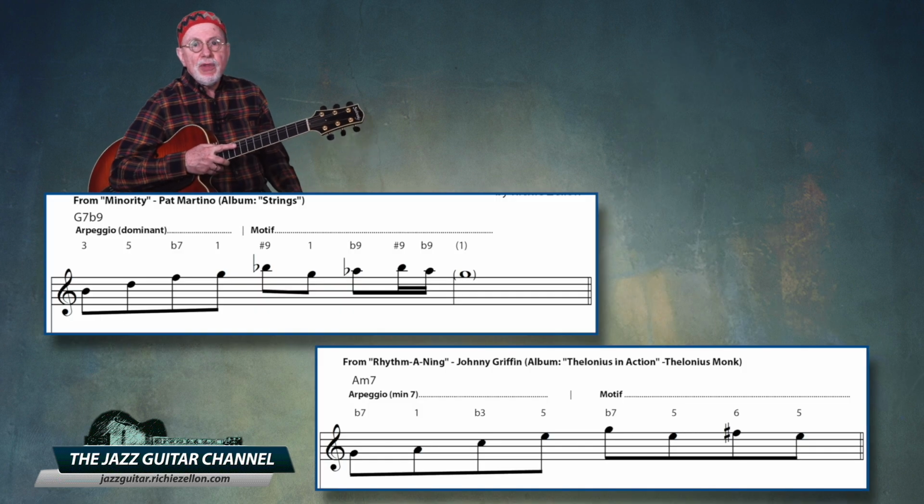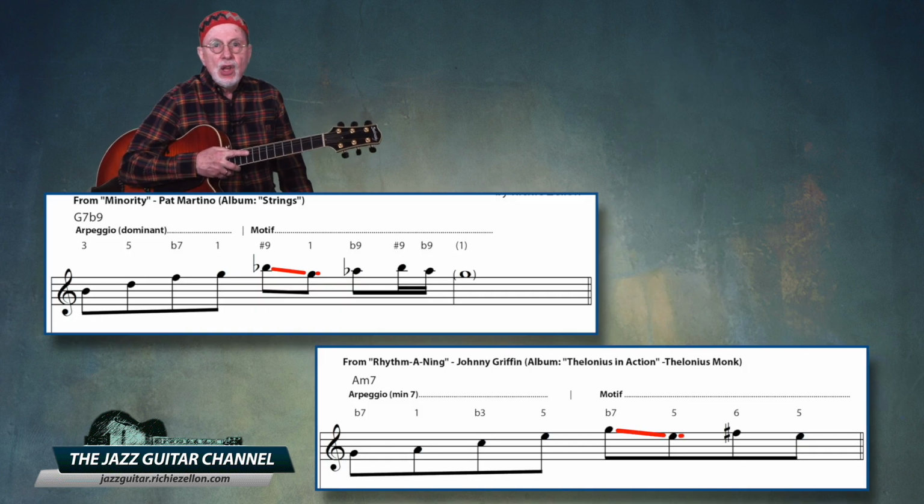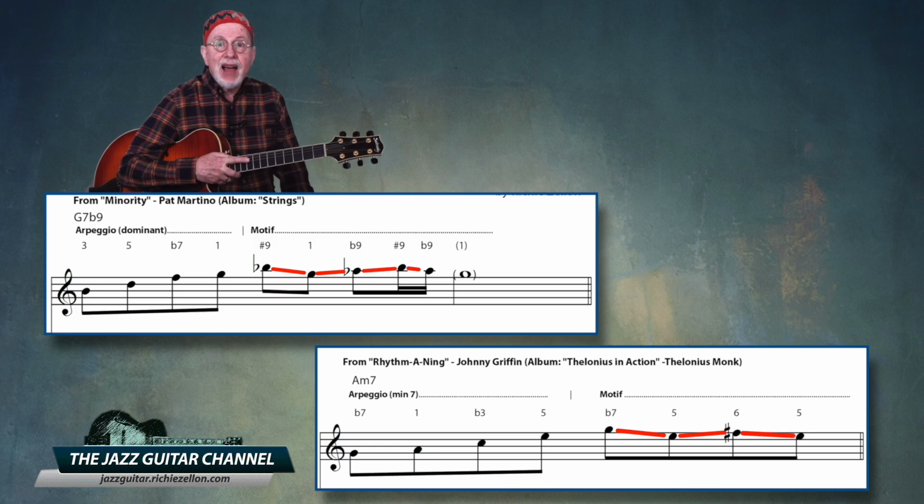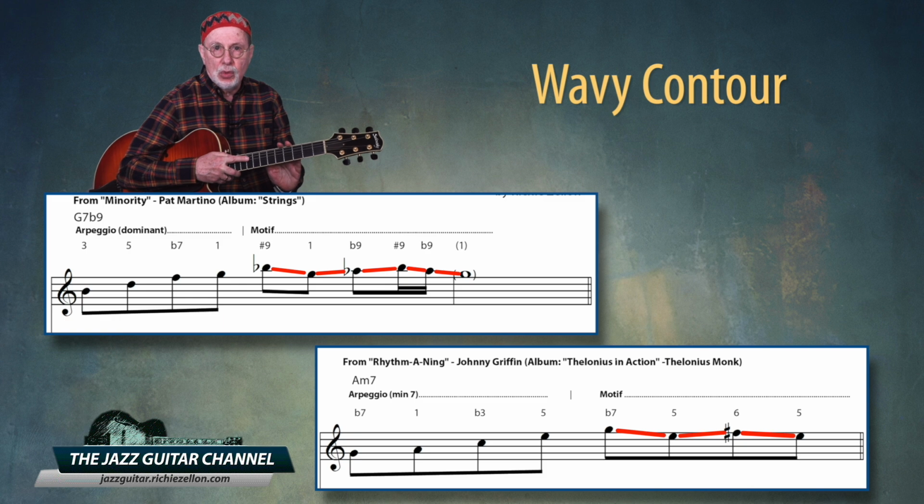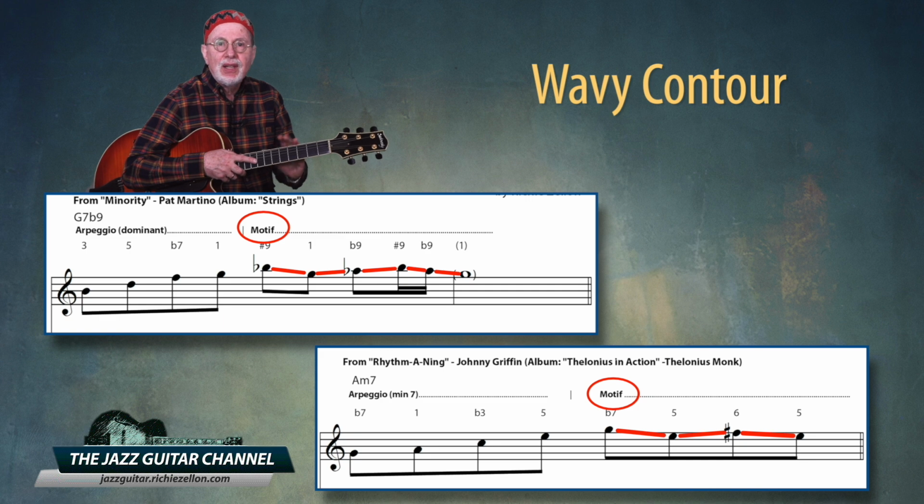Now let's do the same thing for the second half. Notice that in contrast, the second half of both lines consists of a wavy contour. And this therefore is not a scale or arpeggio, but instead a 2-beat melodic cell, or what we can refer to as the motif, which in turn is the heart of the line.